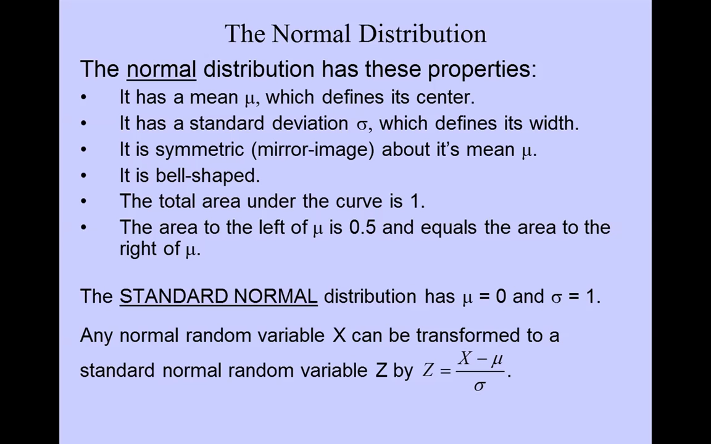The area to the left of mu is 1/2 and equals the area to the right of mu, which is also 1/2. The standard normal distribution has a mean mu equal to 0 and standard deviation sigma equal to 1. Any normal random variable x can be transformed into a standard normal random variable z by the calculation z equals x minus mu divided by sigma.